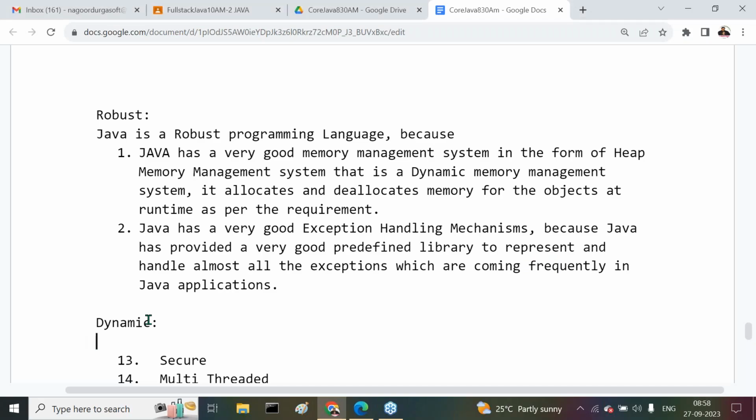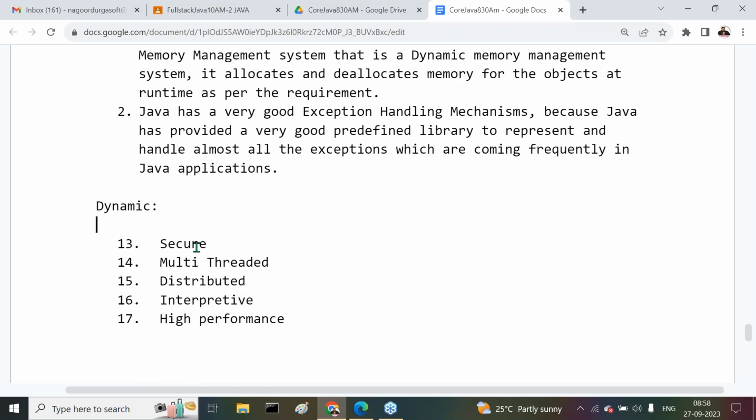First of all, now tell me. After that, we will think about Java, whether Java is dynamic or not, later on we will decide this. First of all, what is dynamic programming language? Any idea to say about dynamic programming language? Now tell me.